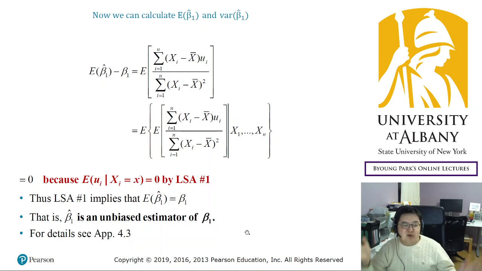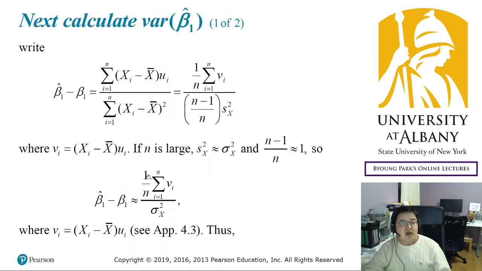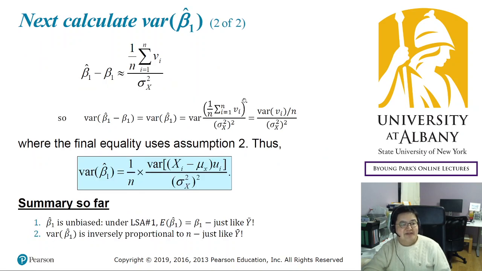That's all I want you to know. In the end, it's unbiased. That's what we want. Your OLS estimator is an unbiased estimator for beta 1, and that comes from this assumption. Next, we would like to calculate the variance. Calculating the variance is a little bit more involved, which I will ignore. The result is more complicated, but you don't need to worry about this. Just don't worry too much about it. I'll just tell you the point.